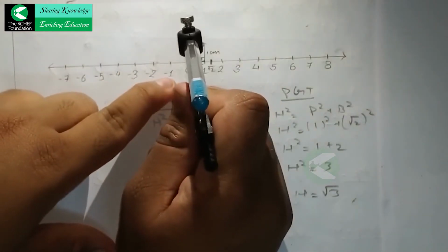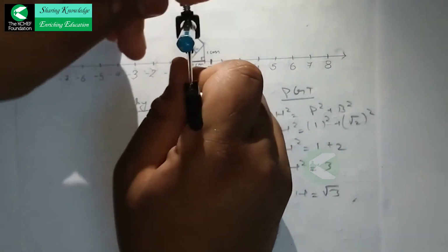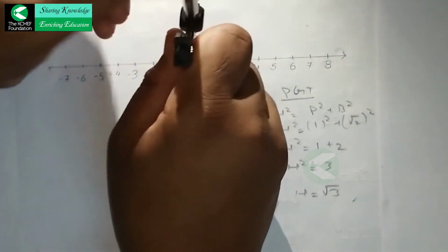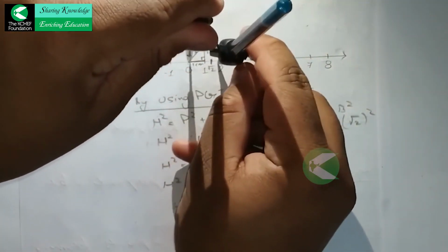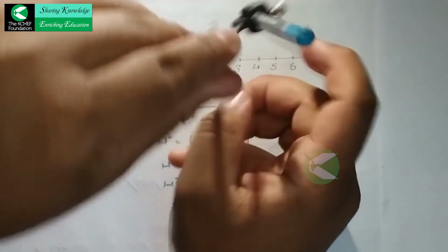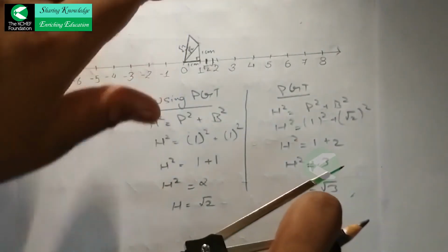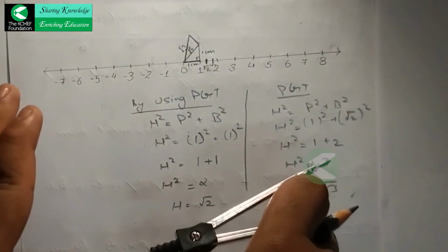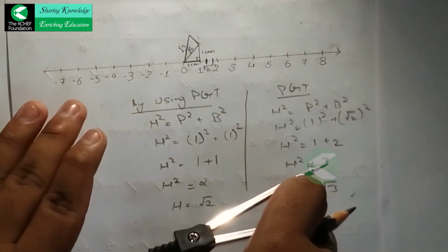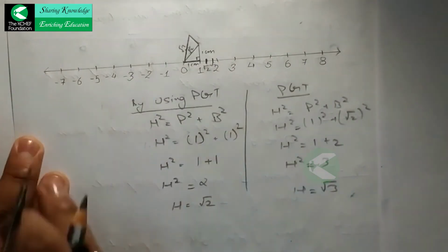So now putting your compass nib on 0 and pencil nib on this hypotenuse, I'll mark the point on the number line, and the point which I have marked is root 3. So now I hope that you have got how to plot an irrational number on a number line. I'll just give a short recap.